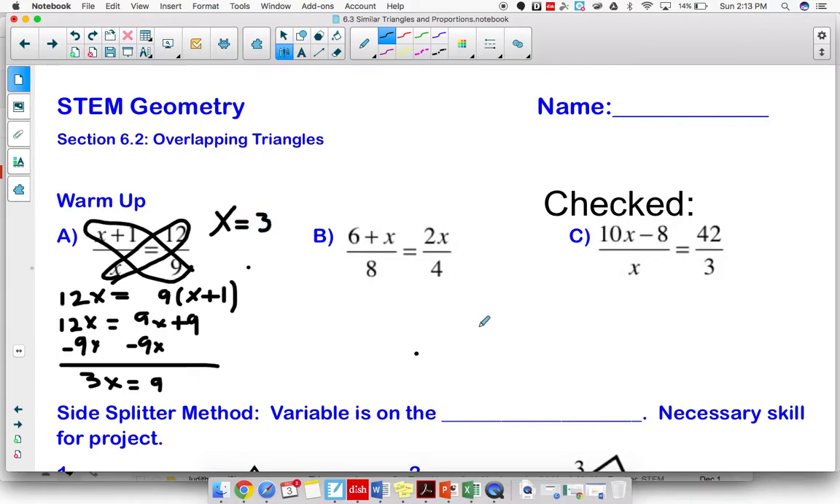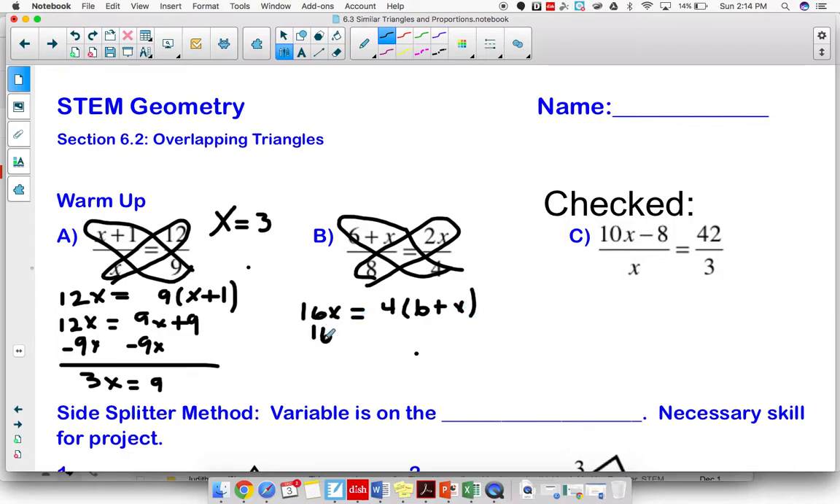Okay, we'll do one more together and then you'll pause the video and you'll get part C checked. Okay, if I multiply these together, 8 times 2 is 16, and there's also an x, so it's just basic multiplication. All right, and then we're going to take 4 times the quantity of 6 plus x, so 6 plus x has to go in parentheses. All right, and then we're just going to distribute, so 16x equals 24 plus 4x. All right, and let's get the x's on one side, so I'm going to subtract 4x.